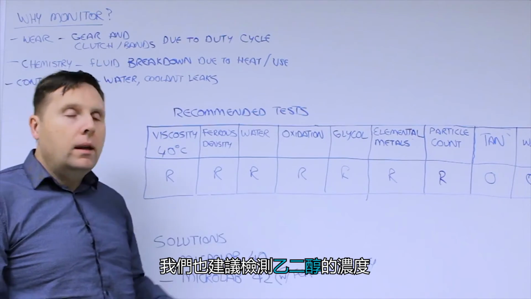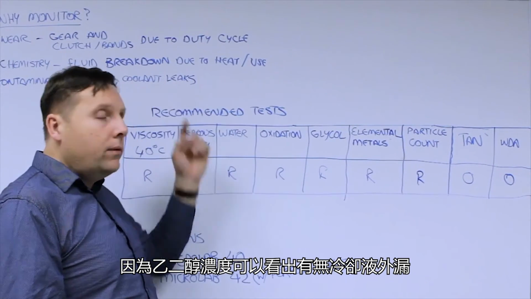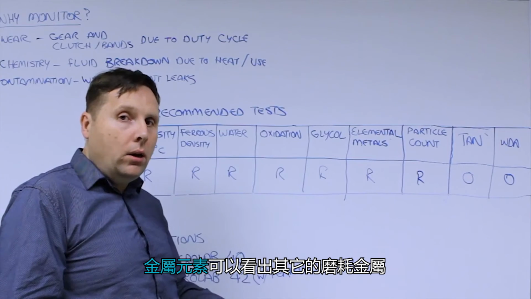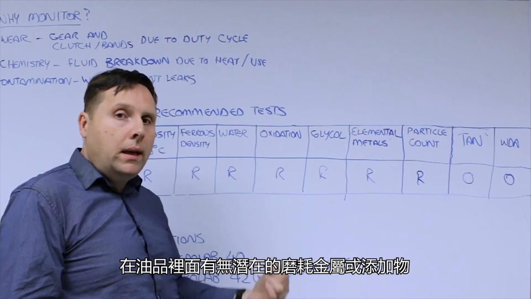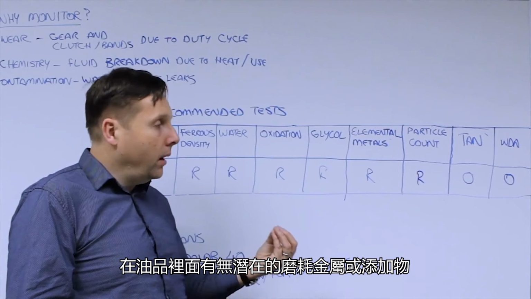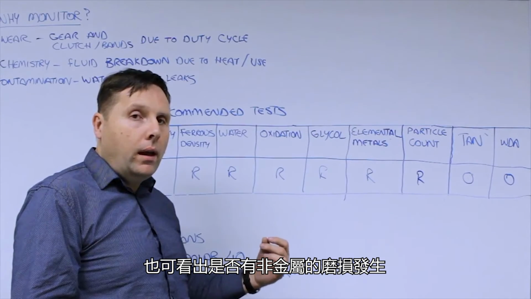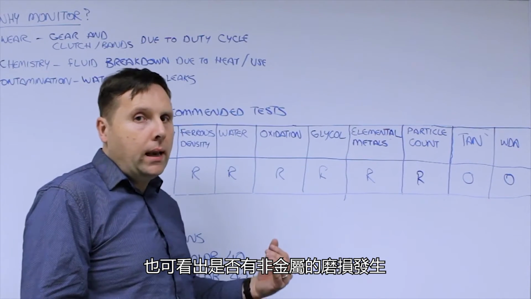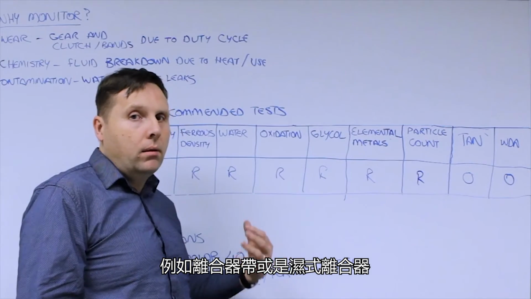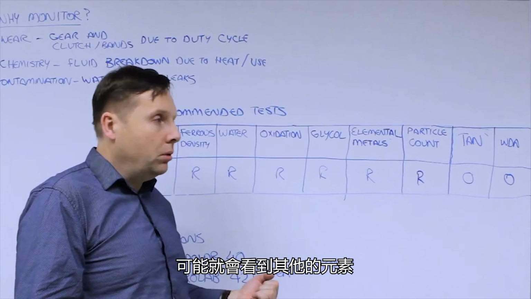We also recommend that glycol should be done because glycol can give you an indication if you have an intercooler leak present. Elemental metals will tell you any other wear metals. It'll also indicate any potential wear metals or additives that may be present in the fluid. And it can also give you indicative concerns when you have a non-metallic wear situation occurring, such as on those clutch bands or wet clutches where you might get some material showing up.